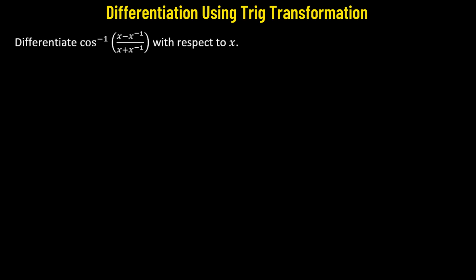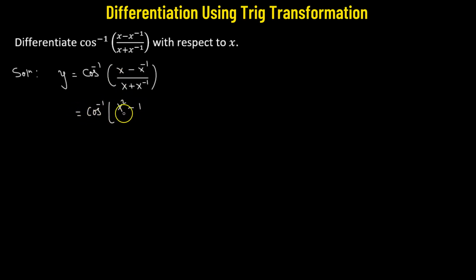We need to differentiate cosine inverse of (x minus x raised to the power of negative 1) divided by (x plus x raised to the power of negative 1) with respect to x. We will begin by considering y to be equal to our given function, cosine inverse of (x minus x^(-1)) divided by (x plus x^(-1)). We'll multiply x to the numerator and the denominator, and make it cosine inverse of (x squared minus 1) divided by (x squared plus 1).